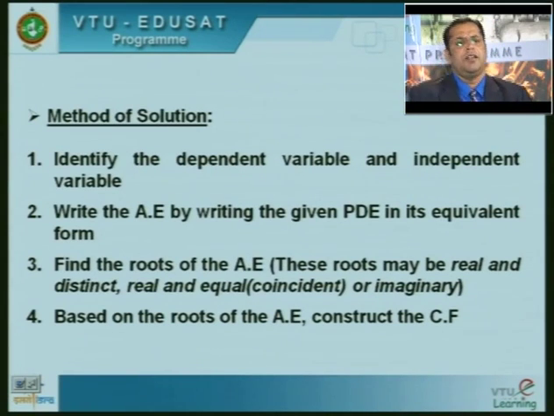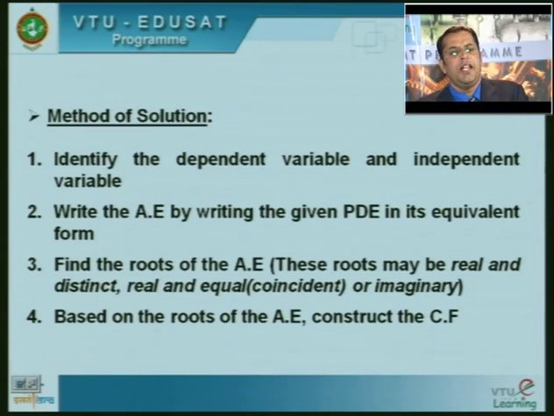It is very important that when you solve the problem, you identify the dependent and independent variables. Then write the auxiliary equation by writing the given PDE in its equivalent form. This is necessary because you can easily rewrite the PDE in terms of its auxiliary equation when you write the PDE in terms of its equivalent primes. Then find the roots of the auxiliary equation. You have studied the construction of the complementary function in module 1 and part of it in module 2 also.